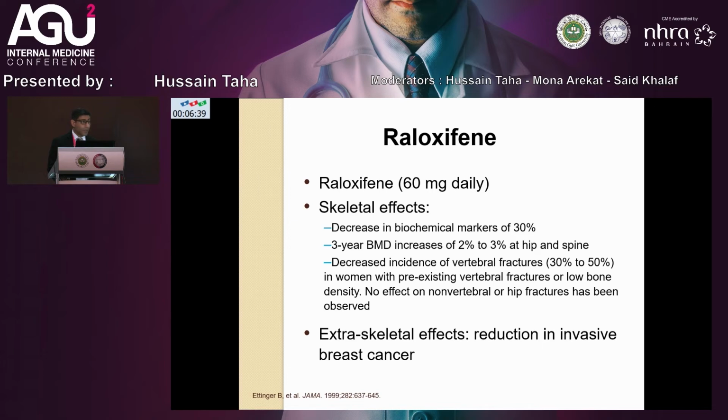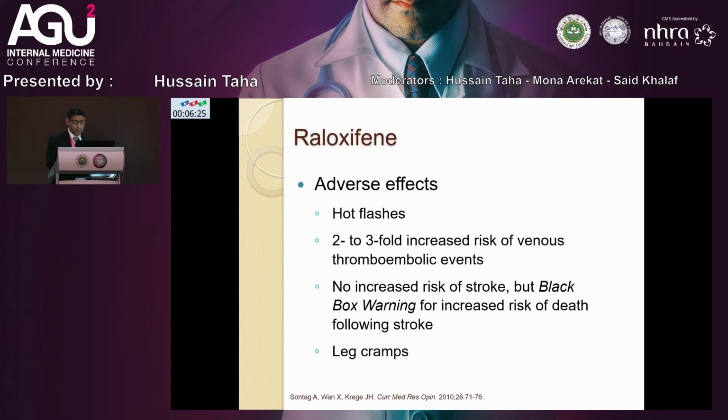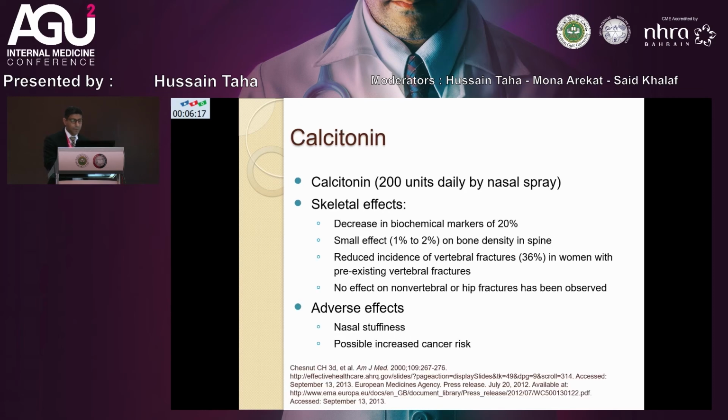Decrease the biochemical marker by 30%. On 3-year therapy, the BMD increased 2 to 3% at the hip, and decreased the incidence of vertebral fracture by 30 to 50%. It has an extraskeletal effect, reduction of invasive breast cancer. Raloxifene adverse effects: hot flushes, and a 2 to 3-fold increase in the risk of venous thromboembolic events.